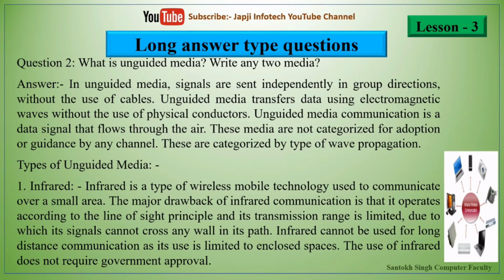Infrared is a type of wireless mobile technology used to communicate over a small area. The major drawback of infrared communication is that it operates according to the line of sight principle and its transmission range is limited, due to which its signal cannot cross any wall in its path. Infrared cannot be used for long distance communication as its use is limited to enclosed spaces. The use of infrared does not require government approval.